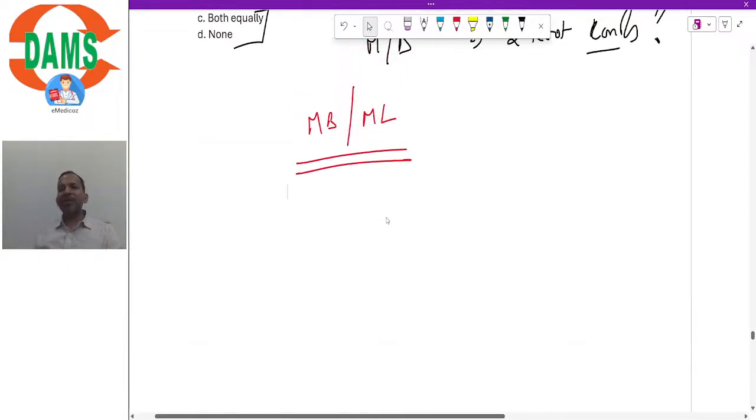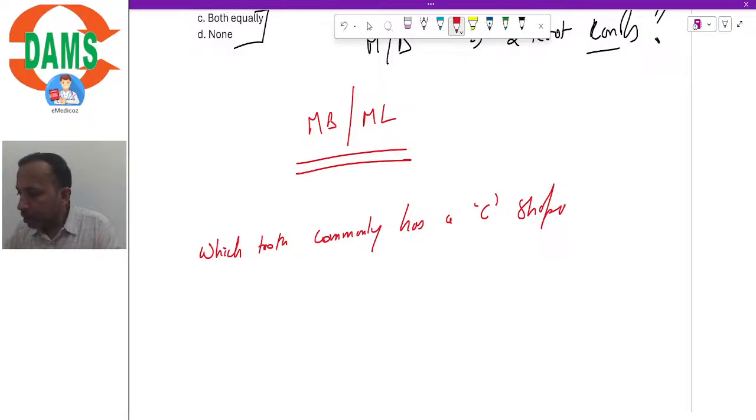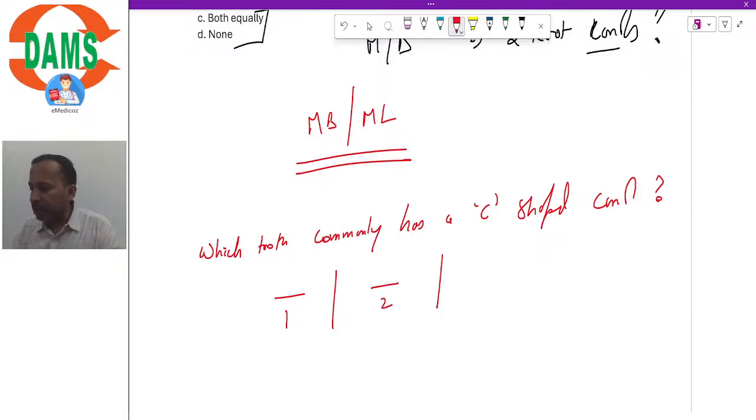Acha, when we are discussing these root canals, can you tell me which tooth commonly has a C-shaped canal? Is it mandibular first, mandibular second, or mandibular third molar?